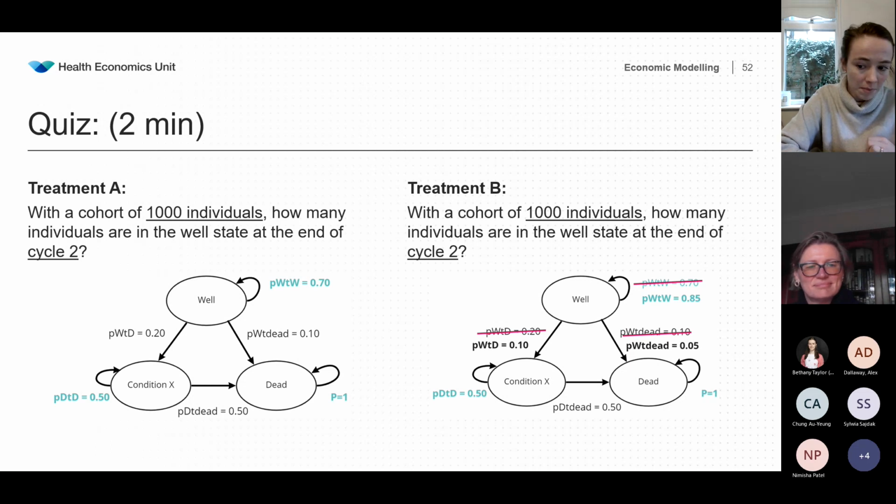Any different numbers than Bethany got? And also, what about for treatment B? Excuse me, David and Sylvia's typing. Okay, so B is 723, and there's agreement there. That's surely a good thing.